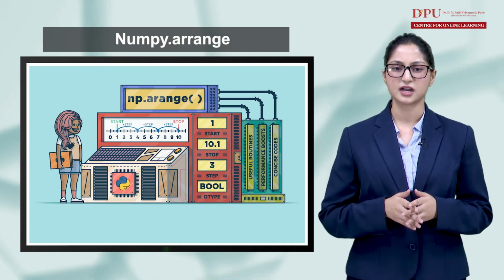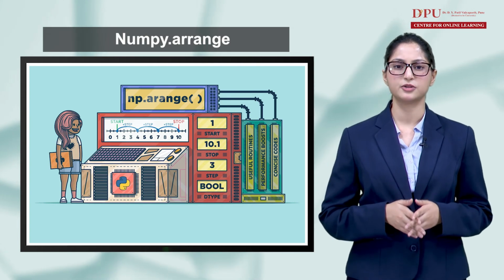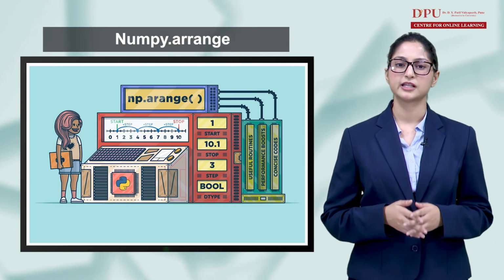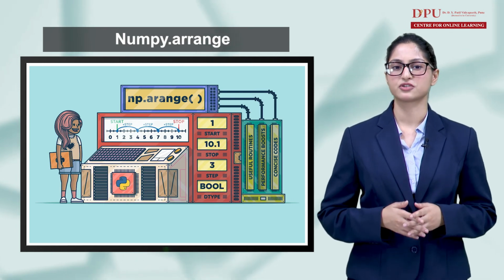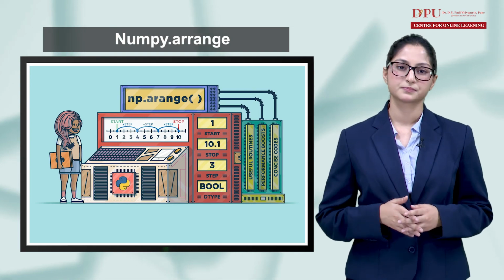Start, the starting of an interval, the default is 0. Stop represents the value at which the interval ends, excluding this value. Step, the number by which the interval values change. Dtype, the data type of the NumPy array items.